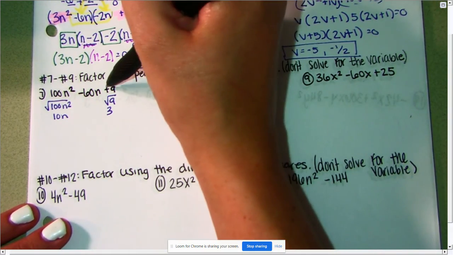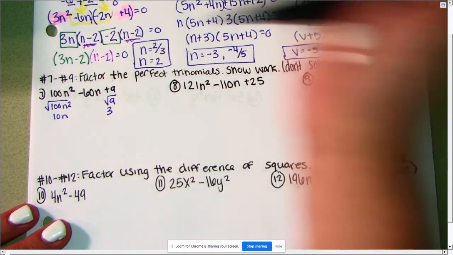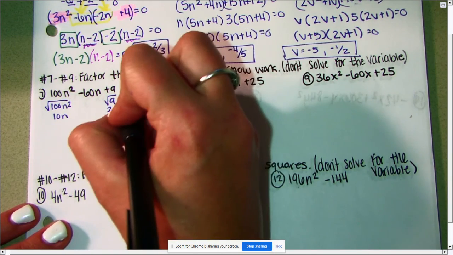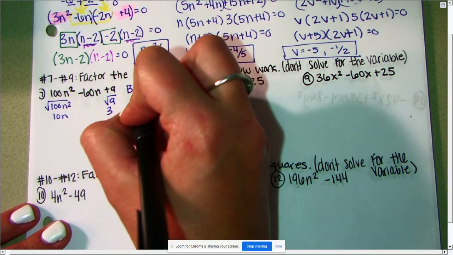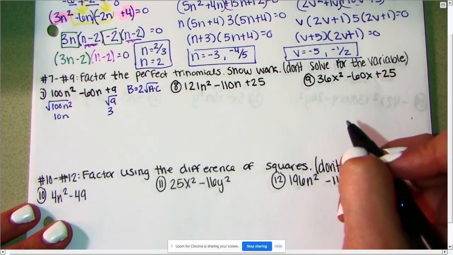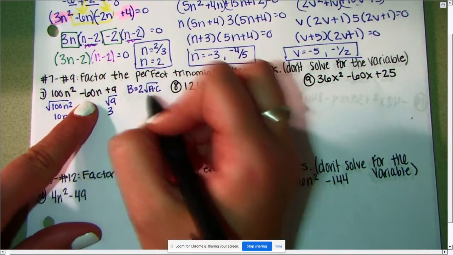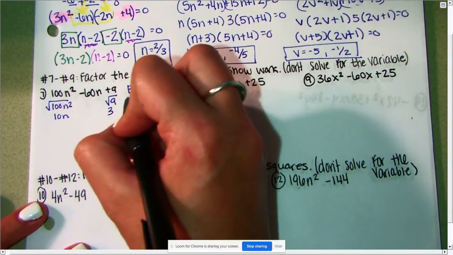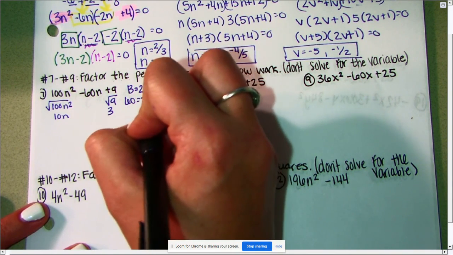The other requirement is that this piece right here must be positive, and it is. And the last requirement is that the b value must equal 2 square root of a times c. So you're just going to test it. The b value is 60. You're going to ignore the negative. The negative comes in later.